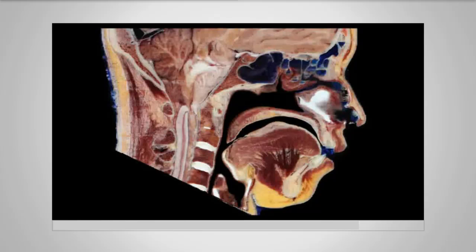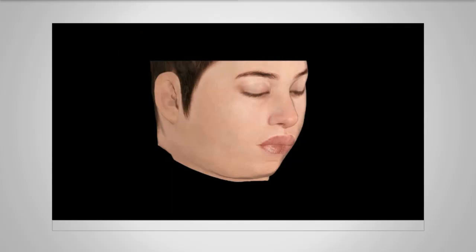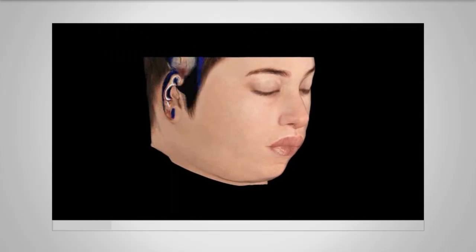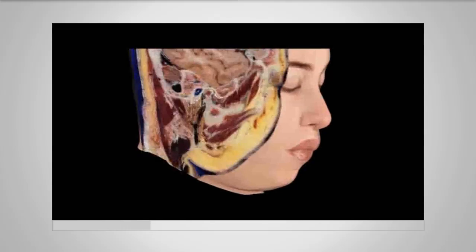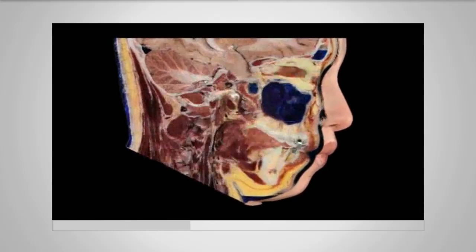You can see how the tongue is held in position by the teeth. Let me disconnect the phone here, I apologize.